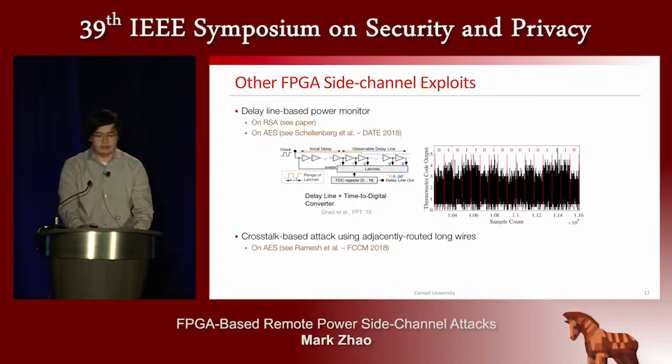So our paper also shows that the ring oscillator is not the only way that we can exploit this side channel. We implement a delay line-based power monitor, as shown in the figure to the left. For the sake of time, I'm not going to explain how that works. But we show that the same attack can be performed on RSA. A concurrent work to ours uses the delay line-based power monitor or a similar one to implement a similar power analysis attack on AES. And finally, another concurrent work demonstrates a crosstalk-based attack, which uses adjacently routed long wires to perform an attack on AES.